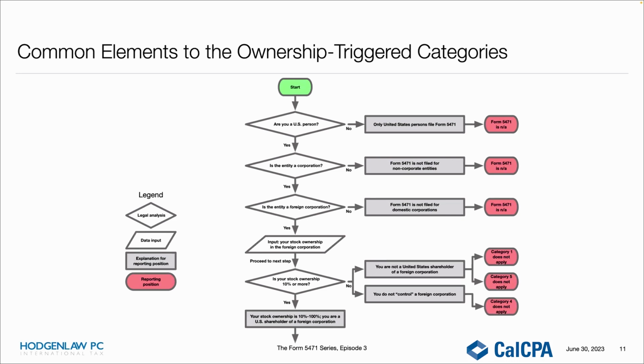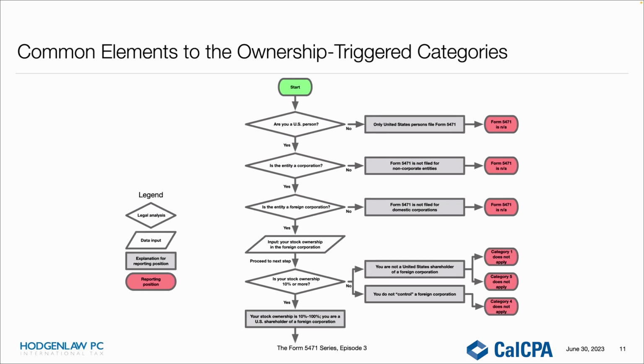It's also impossible for category 5 to apply. And it's impossible for category 4 to apply, because we'll see in a bit that controlling a foreign corporation means owning more than 50%. And if I own 8%, I don't own more than 50%. So impossible for category 4.